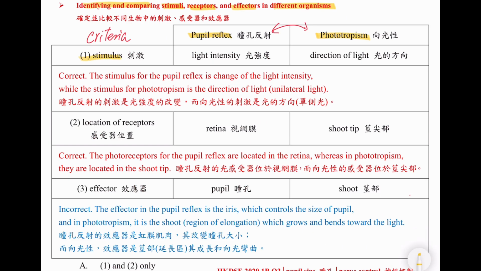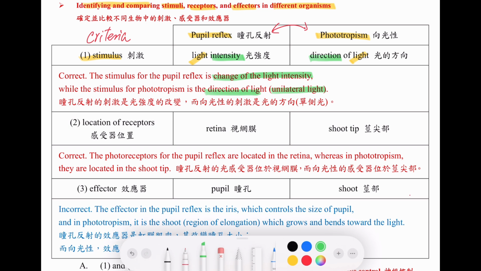The first comparison is about the stimuli. So you can see that both the pupil reflex and the phototropism are related to the light. However, the difference is that for the pupil reflex, the stimulus is the change of the light intensity. But for the tropism, it's about the direction of the light, particularly unilateral light. We call the idea that the shoot will bend towards the unilateral light the positive phototropism. And for the root, it will bend away from the unilateral light, which is the negative phototropism. So the first comparison is correct.